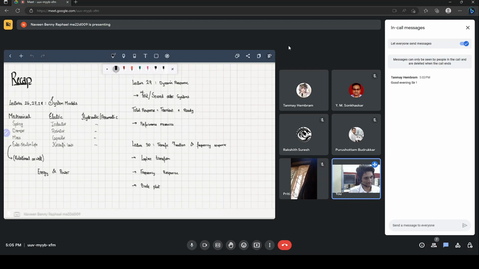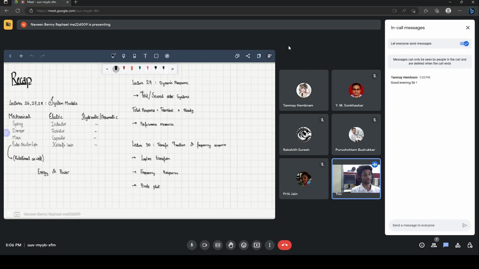Transient by definition means a short term response. Transient means brief or ephemeral. Steady means the long term response. After this, we concluded lecture 29 by talking about performance measures like delay time, rise time, and the like.